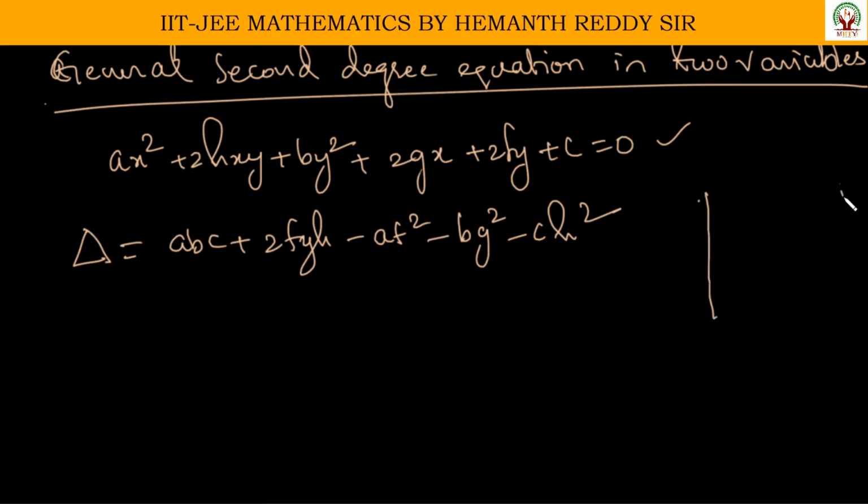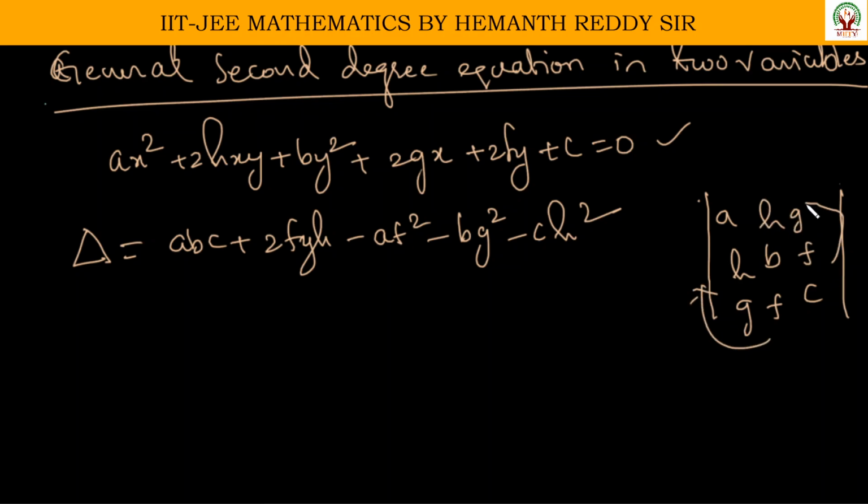I'll take a determinant. You can write it in this remembrance way: abc, fgh, this way. So this is delta. If delta is equal to 0, no matter what, there is no looking back. The general second degree equation always represents a pair of straight lines in that case.